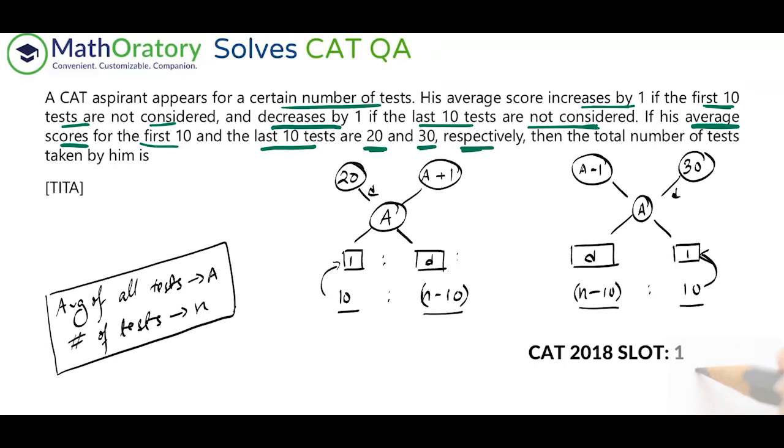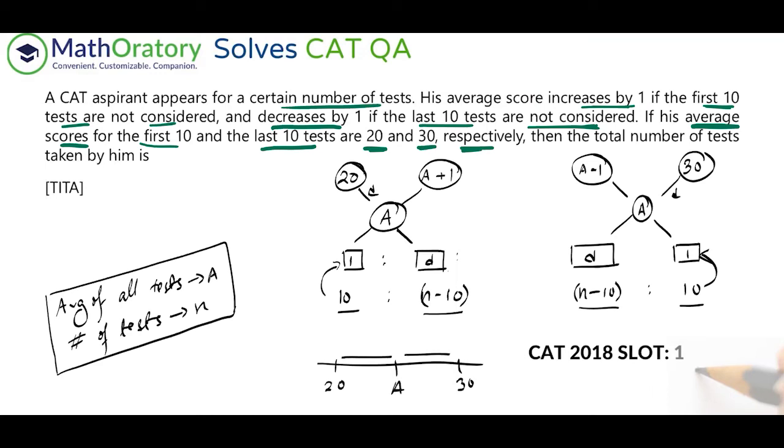If that is not directly obvious, then look at the alligation chart of either one of them. In the first case, a plus 1 is more than a, so obviously a should be greater than 20. On the second one, a minus 1 is less than a, so a should be less than 30, right? So what we have, we have this 20, a certain point on this number line. We have this 30, a certain point on this number line, and we have this a.